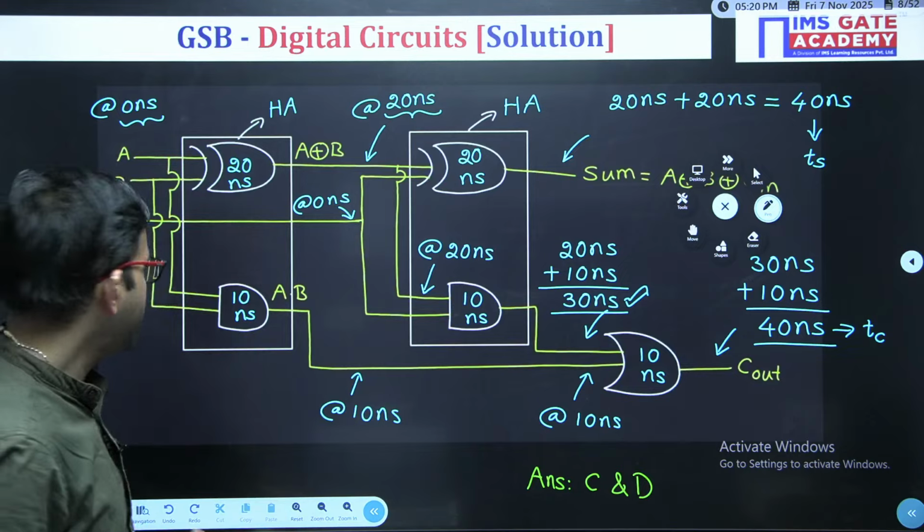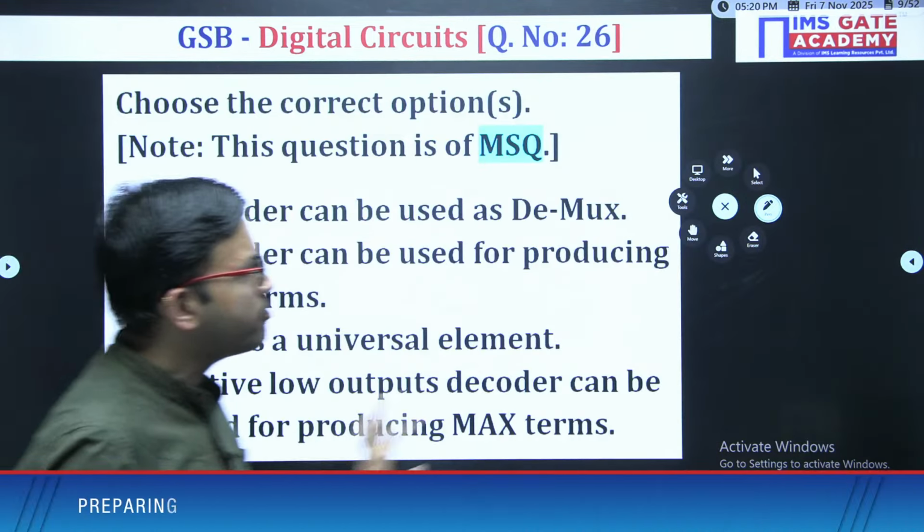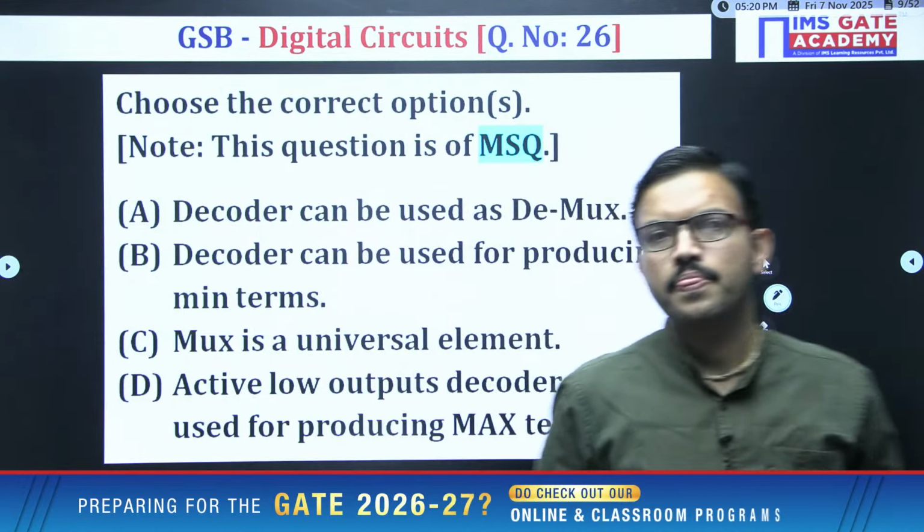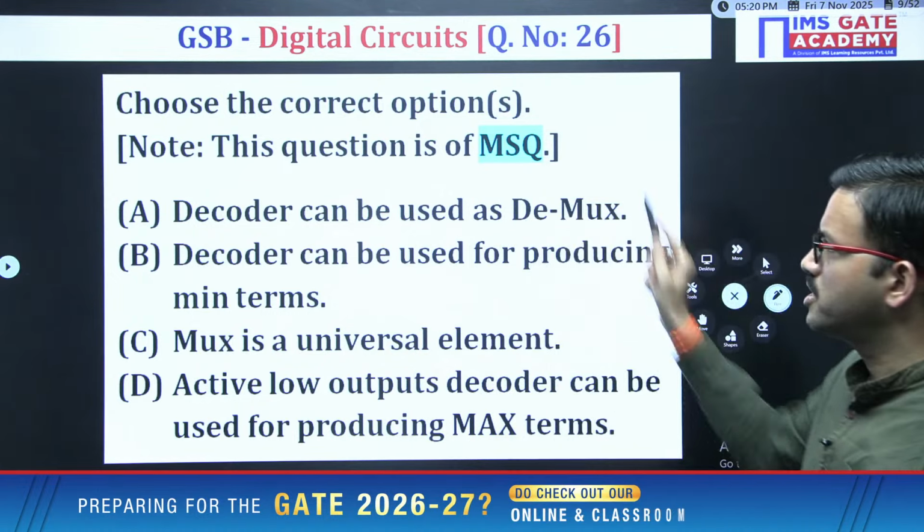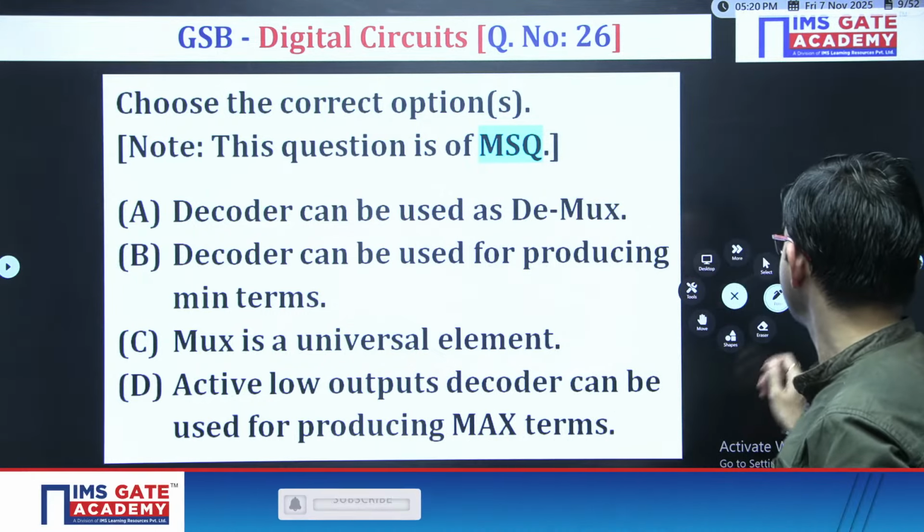Yeah, next question, a theoretical question. I hope all of you can answer this question easily. The question is of MSQ type. All of you can give it a try.